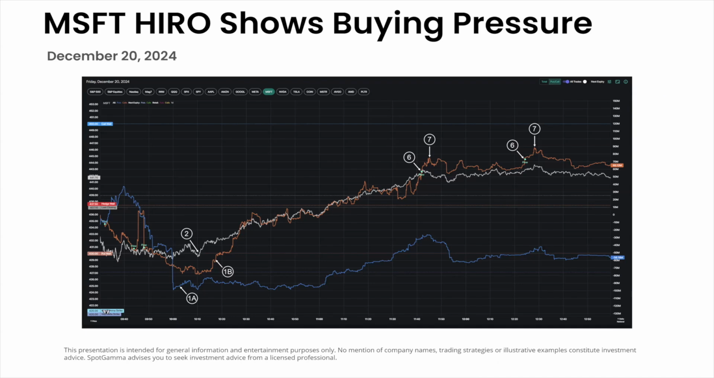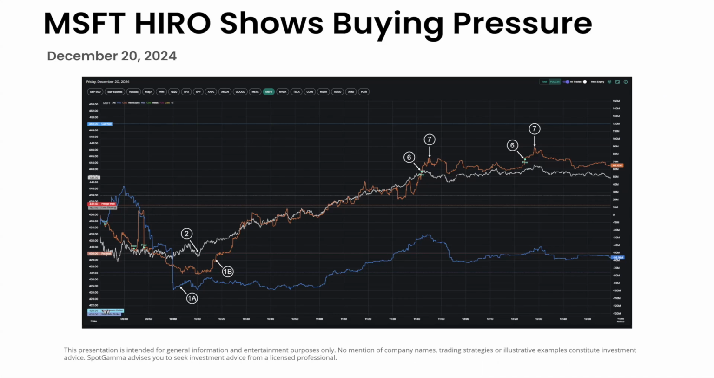On Friday, December 20th, Microsoft gapped down and opened at 433.11. Traders immediately started selling calls, shown by the falling orange line on the left side of the HIRO chart. A few minutes later, traders started buying puts, shown by the falling blue line.